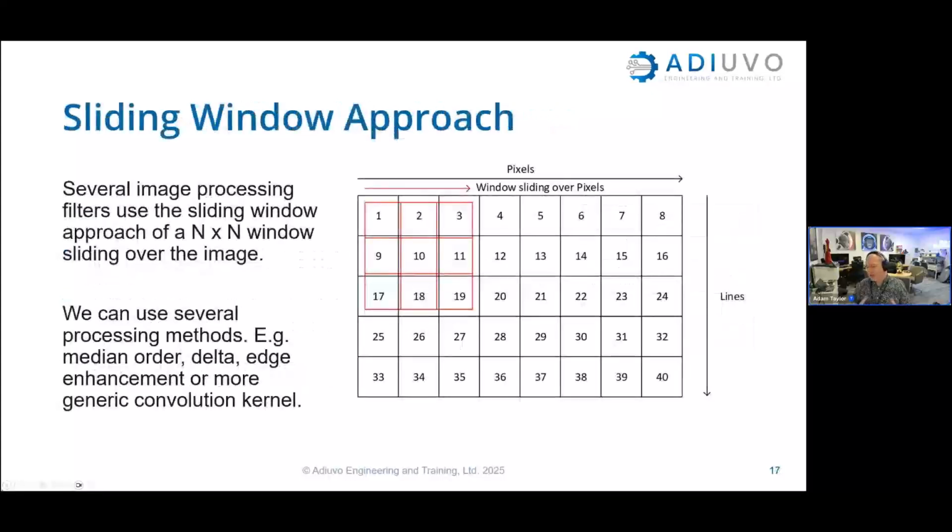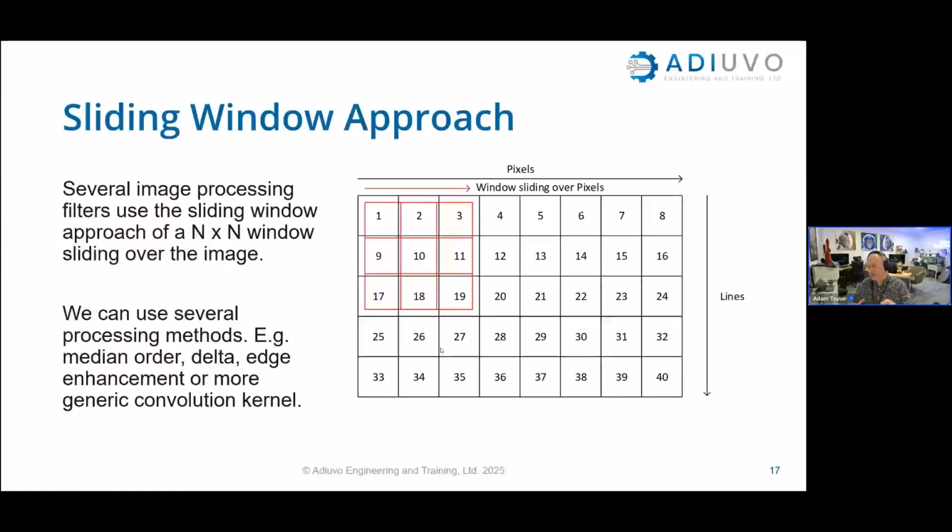Now, which leads us nicely to talking about how we might do image processing algorithms. Perhaps one of the most common ways to do this is to have a sliding window. We will slide a 3x3 or a 5x5 or a 7x7 matrix over the pixels in the image, and that could have those pixels.